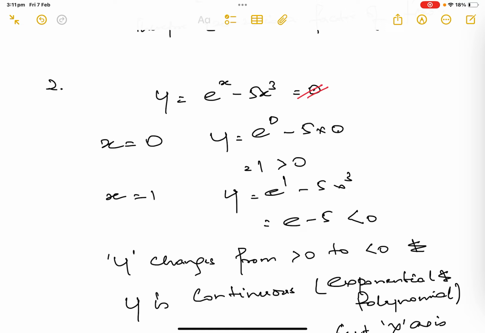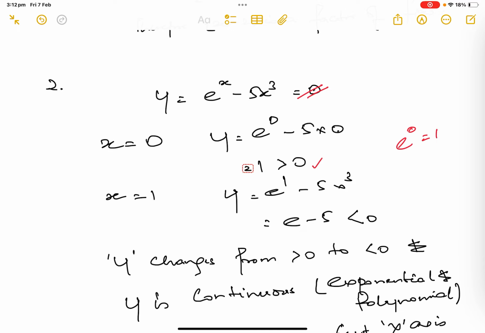y equals e to the power 0 minus 5 times 0. e to the power 0 is 1, and 5 times 0 is 0. So y equals 1, which is greater than 0.